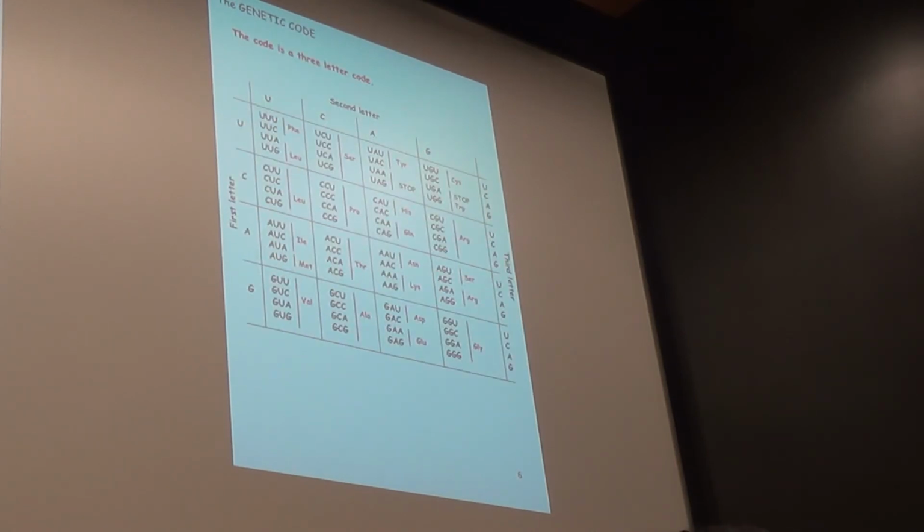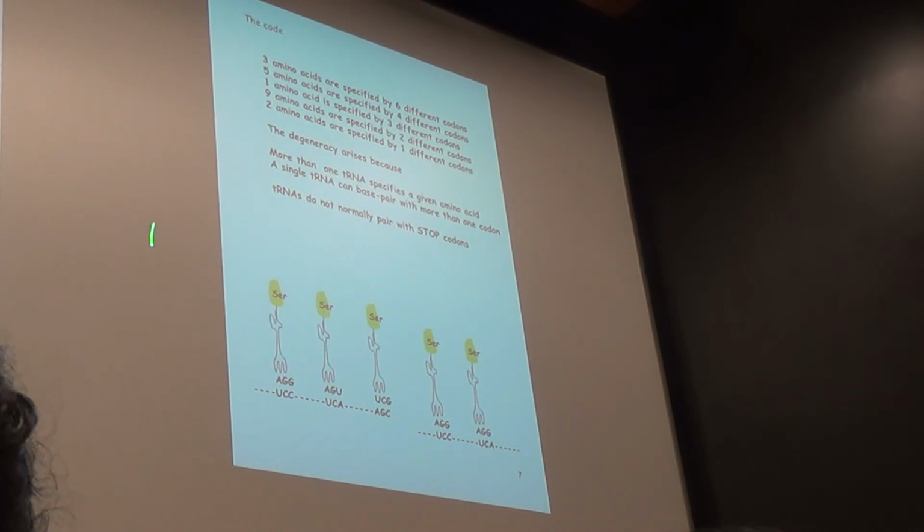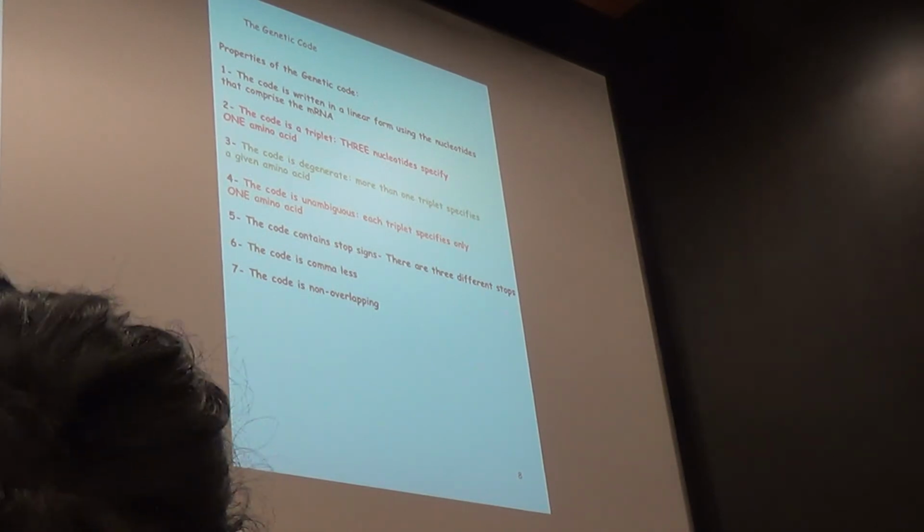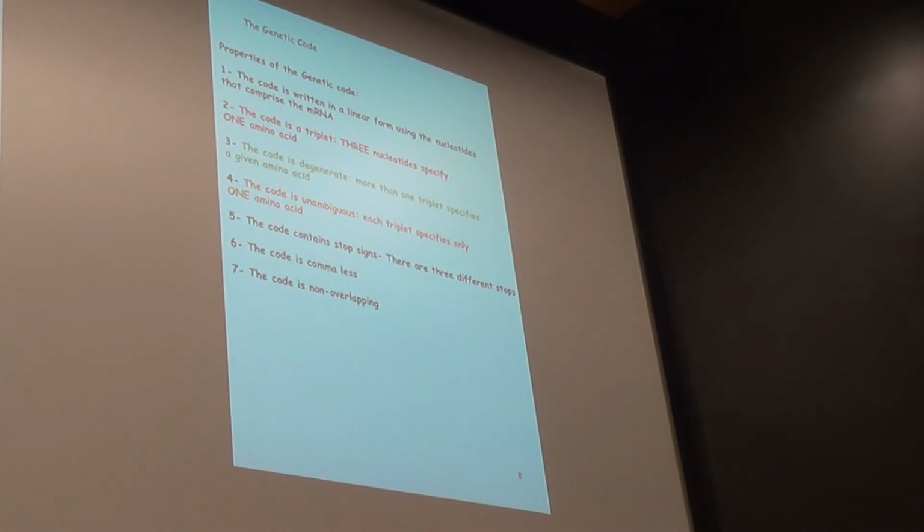And there's your genetic code, of course, you are familiar with it. Okay, so the properties of the code: it's written in a linear form using nucleotides that comprise the messenger RNA, not the anticodons on the tRNA. The code is a triplet. 3 nucleotides specify 1 amino acid, and it's degenerate. There are more than one triplet code specifying a single amino acid. But it is unambiguous most of the time. Each triplet specifies only 1 amino acid.